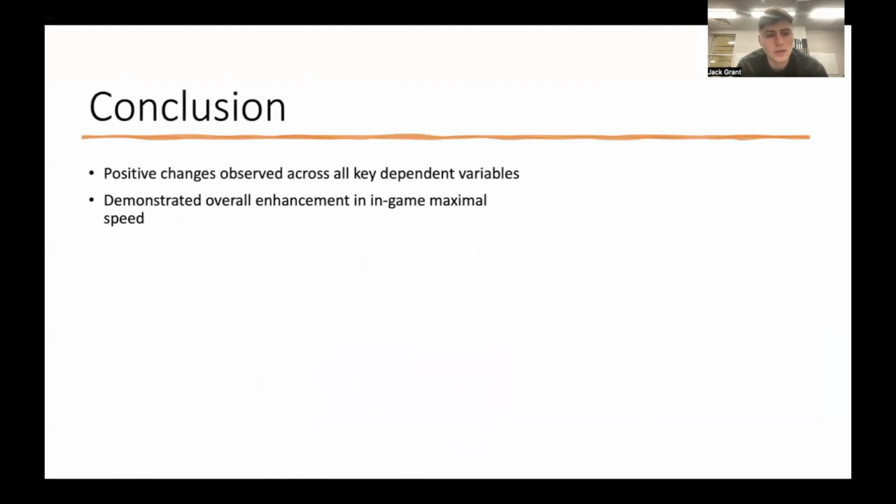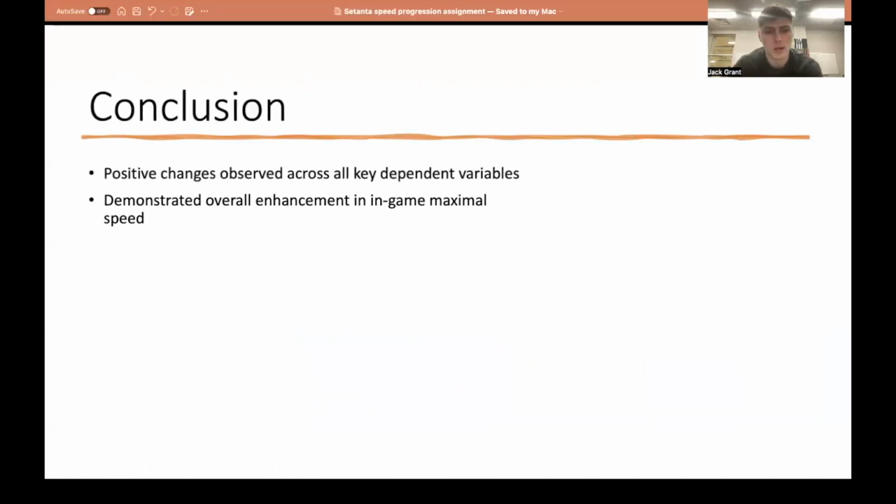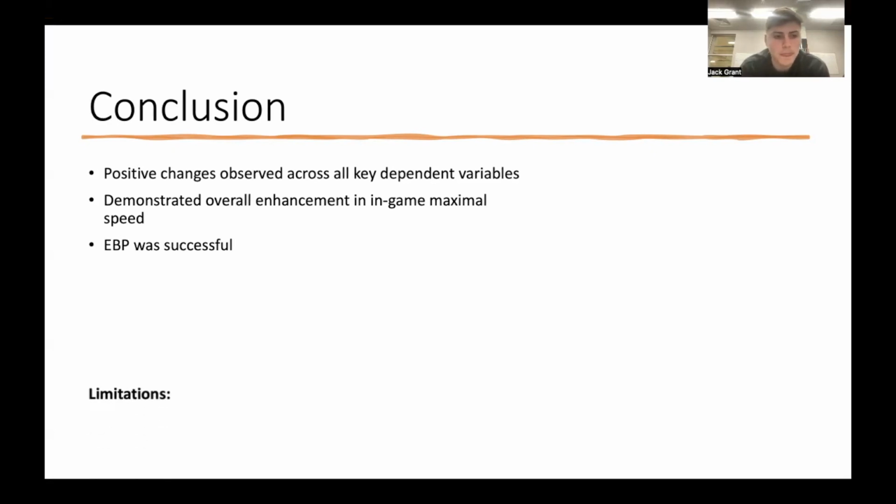And our conclusion: positive changes were observed across all the key dependent variables. So our use of that evidence-based practice was successful. And as a result of those key dependent variables positively changing, overall, our in-game maximal speed, our outcome variable, positively changed as well. So it's a direct correlation between them.